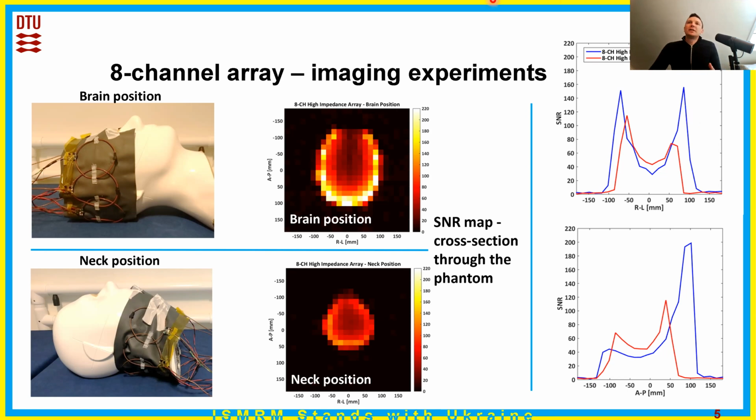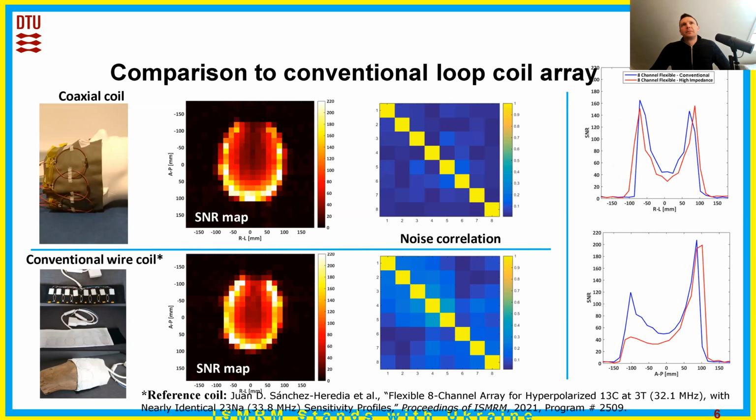To minimize noise coupling between the channels, the coils are critically overlapped. The optimal overlapping is found empirically and corresponds to 25% of the loop diameter. Here you can see the results of the imaging experiments. In the brain position, the phantom could not be covered completely. This is the reason for slightly darker area on top where there is no actually active element.